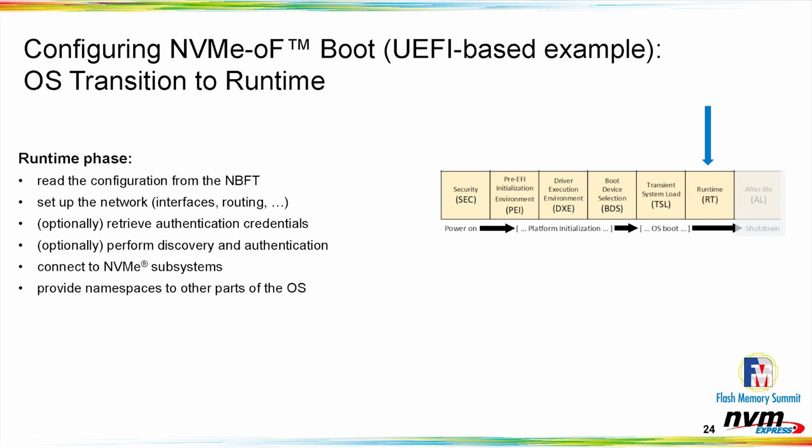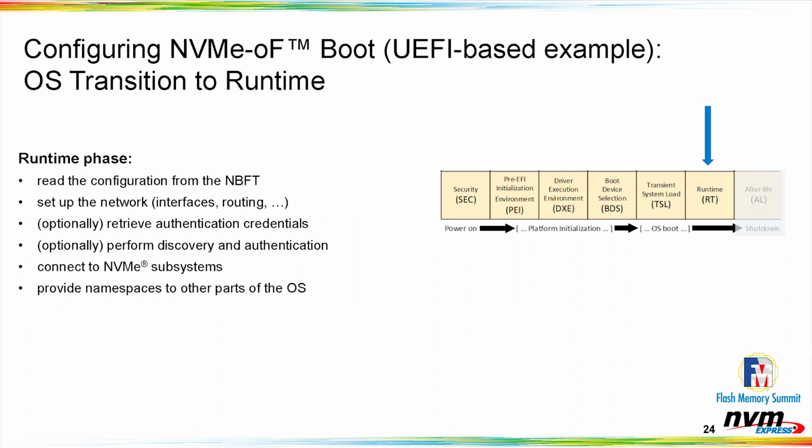Moving on, we get to the runtime phase. At least we hope we get to the runtime phase, because this is where all your real work happens. At the runtime phase, the NBFT is in the system memory, so the operating system can read the configuration from the NBFT. It can set up the network interfaces and routing. Now, this is the operating system setting up its own network interfaces at this point.